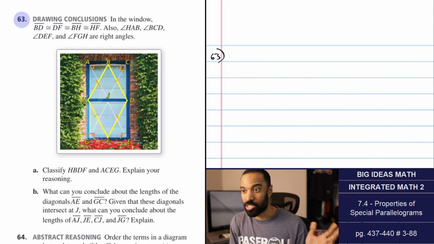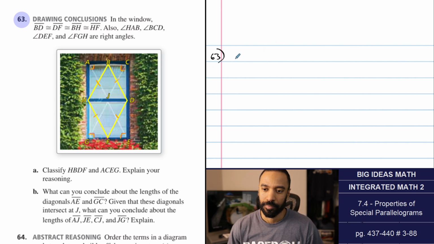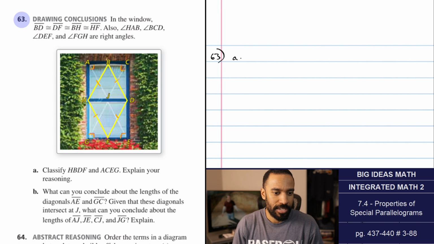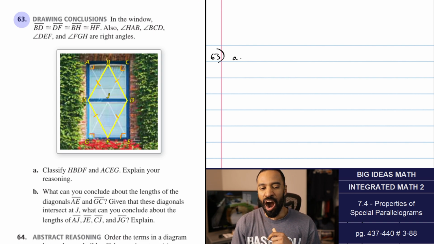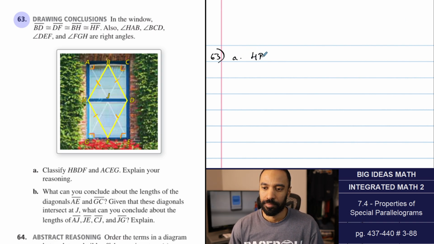And then move on, number 64? No. Part A, classify HBDF and AECG. Explain your reasoning. Okay, HBDF, HBGF is right here. So it's a quadrilateral, four-sided shape, but it is a rhombus.